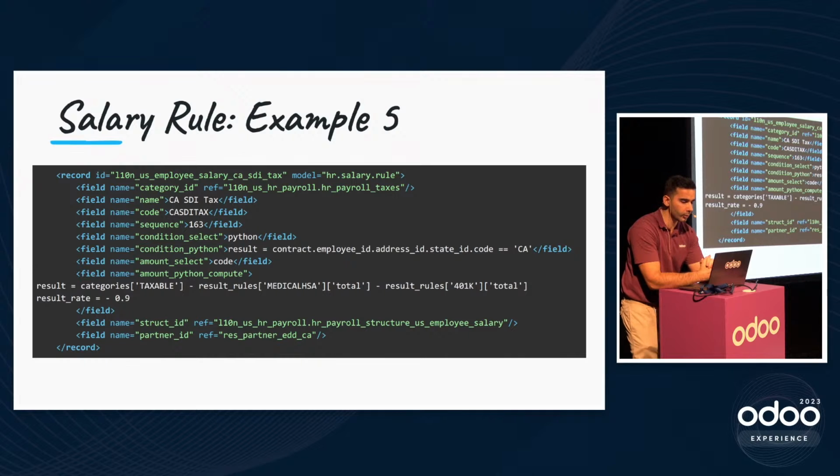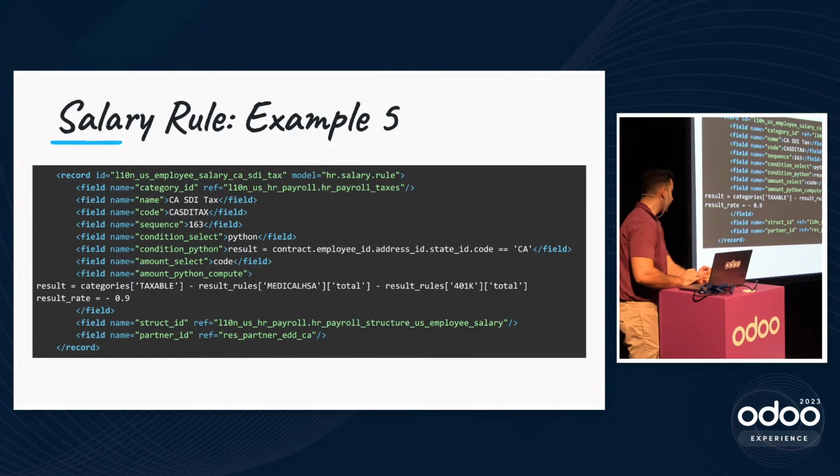Once again, we define a rule with a new employee tax category, a name, a code, and sequence. Then we decide if the rule applies or not according to the working address. Do we check, is the employee a Californian resident? Once applied, we retrieve the taxable amount by adding back the HSA and the 401k amount because they are not deductible for this tax. Then we link the rule to the structure and so on and so on.